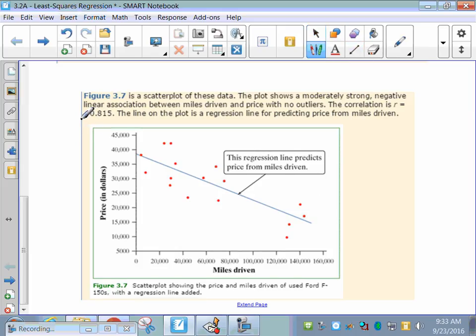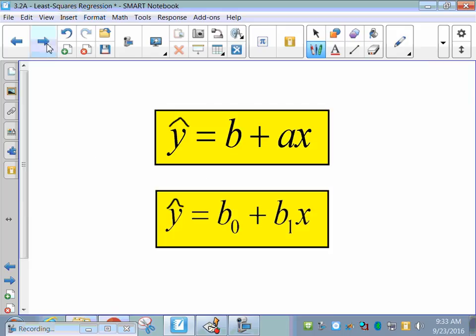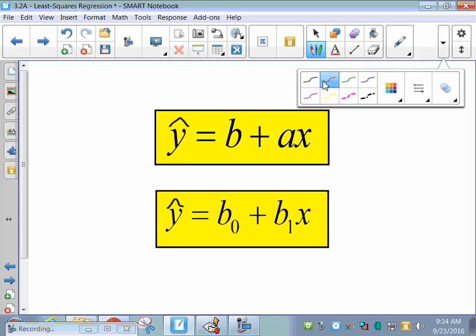And the line on the plot is the regression line. So we're going to learn how to find this regression line. So you guys, the regression line is the smallest distance between all these points. Okay, so the formula you're going to use, and you should write these down: y hat equals b plus ax. This is the one we're going to use. Y hat is very important. You have to put y hat.